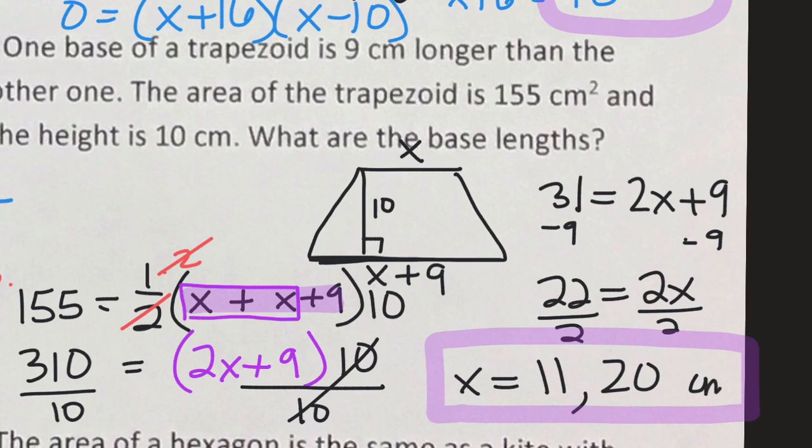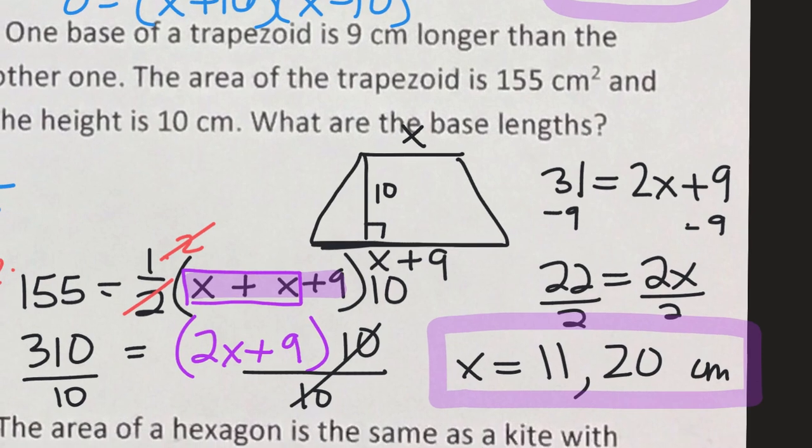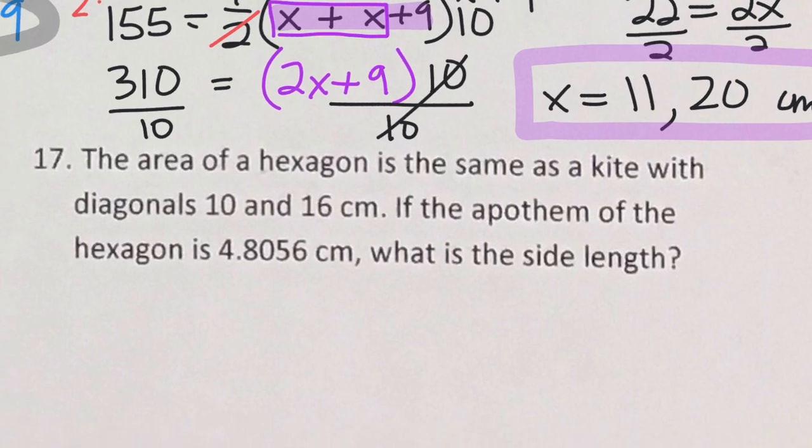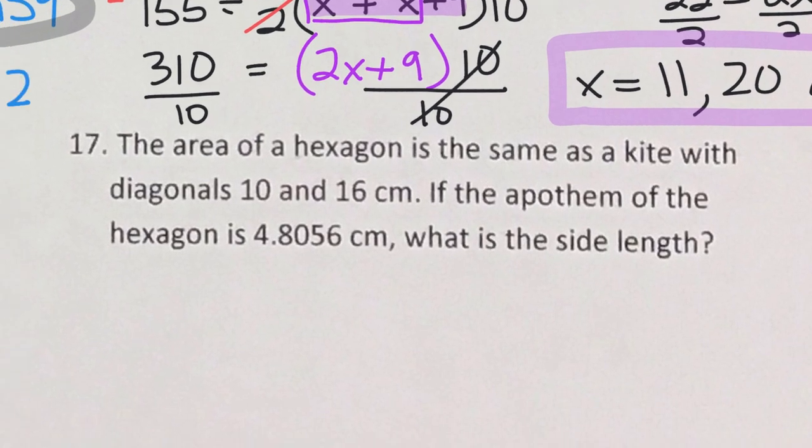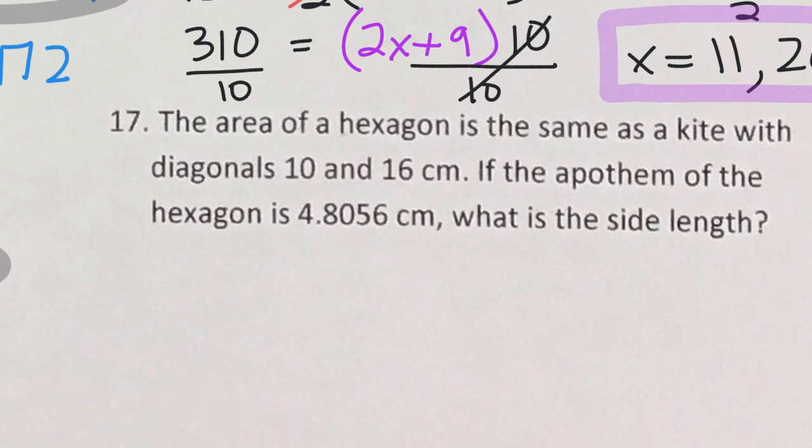So in diagonals, if they were rhombuses or kites, you multiply them together and get a quadratic. But in a trapezoid, we are adding together, and you don't get a quadratic. You get a linear equation. And then number 17, the last one on this side, the area of a hexagon is the same as a kite with diagonals of 10 and 16.